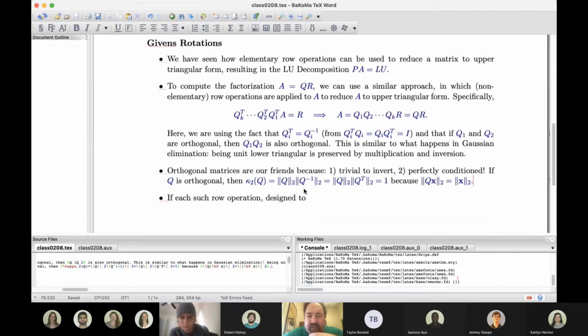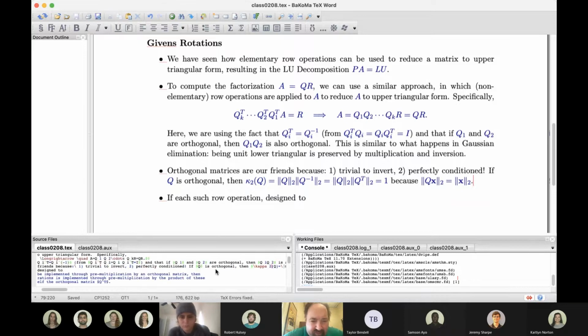So because they're perfectly conditioned, orthogonal matrices are nice to work with because it helps prevent accumulation of round-off error when you're transforming matrices using orthogonal matrices instead of something else.